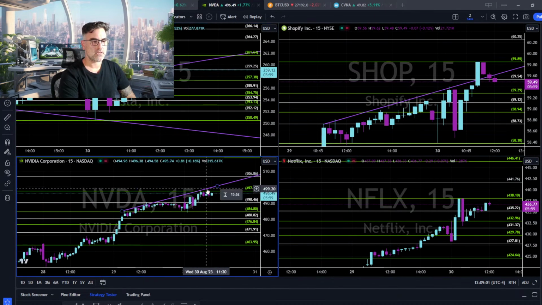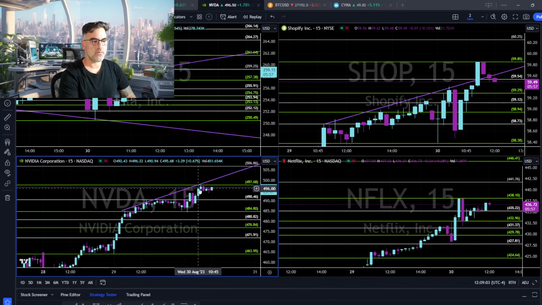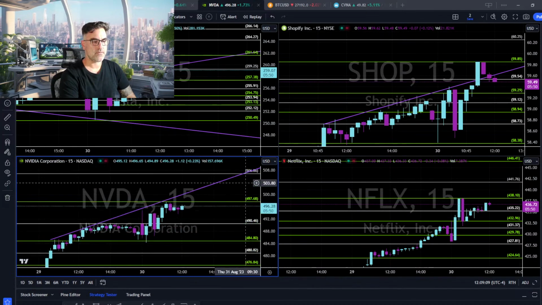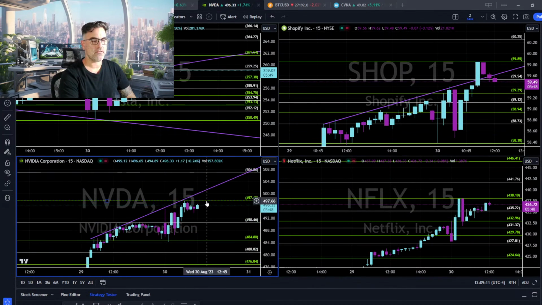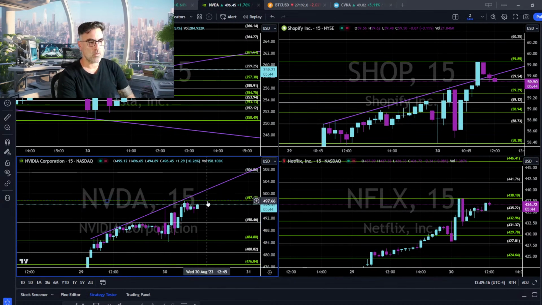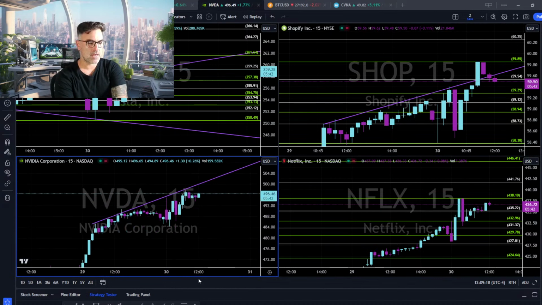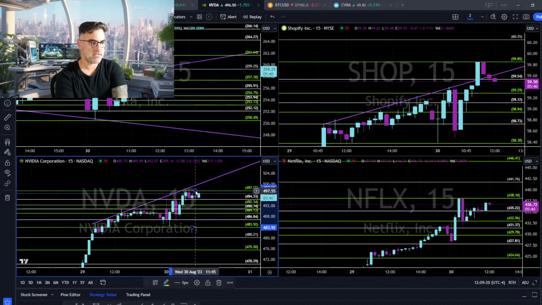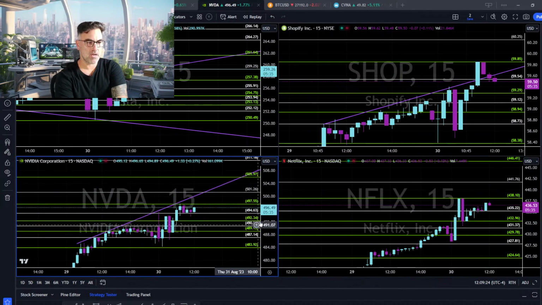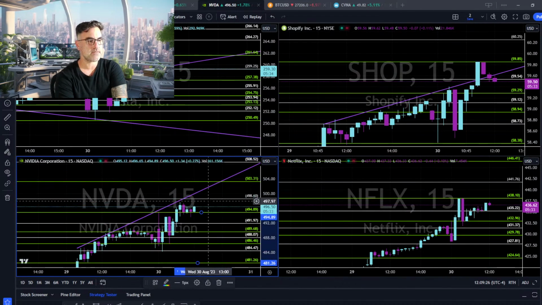Nvidia crawling up but below this trend line. Let's see if we can break up and above 497.70, and then we are heading towards, once again, this trend line. Breaking above this trend line will send Nvidia, in my opinion, to 506.